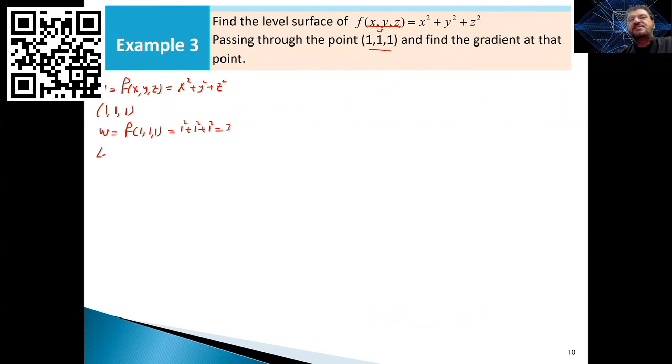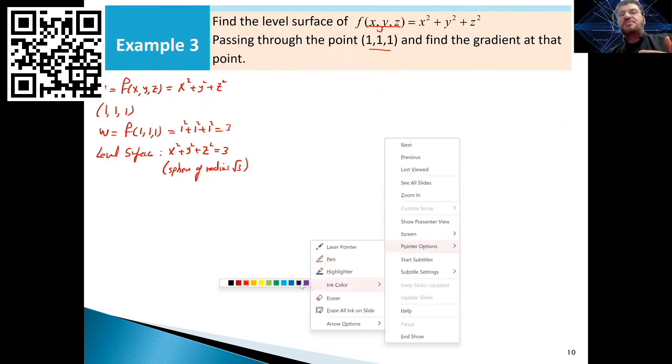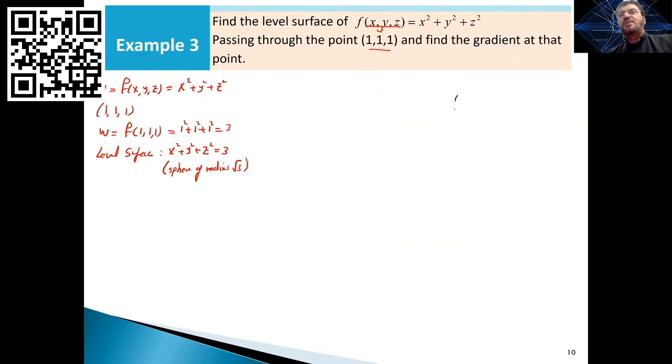So what's the level surface, guys? What do we do? Take all of this. It's x squared plus y squared plus z squared equal to what? To 3. This is our level surface. And what is this, by the way? This is nothing but a sphere of radius square root of 3. So I went from 4-dimensional space to a 3-dimensional space. When I went to the 3-dimensional space, what kind of surface did I get? I got a sphere of radius root 3.